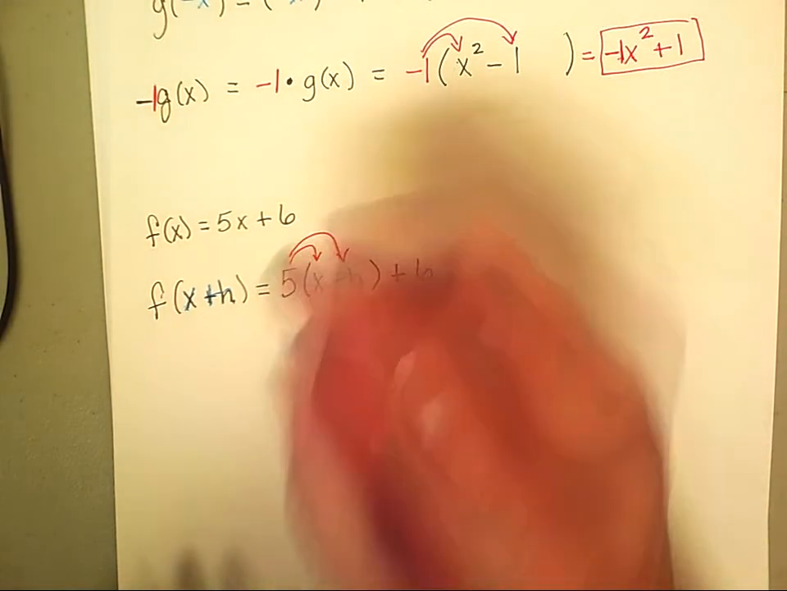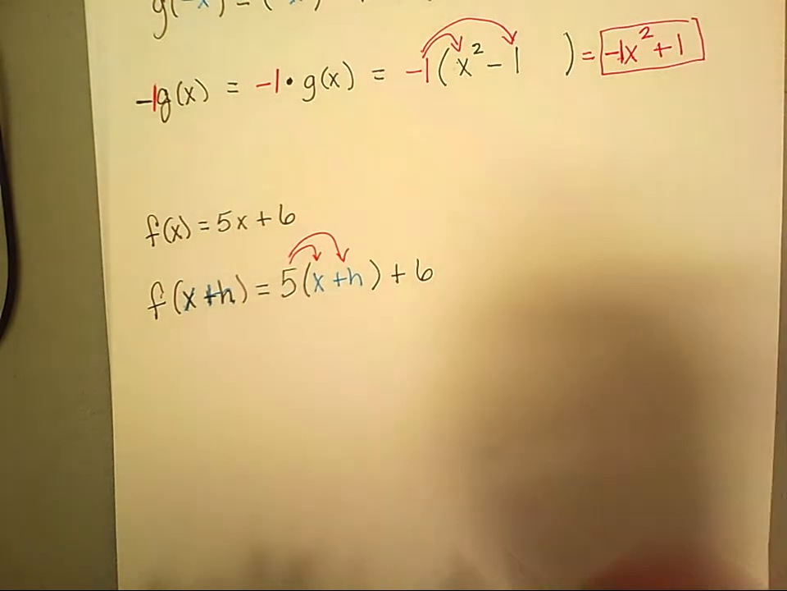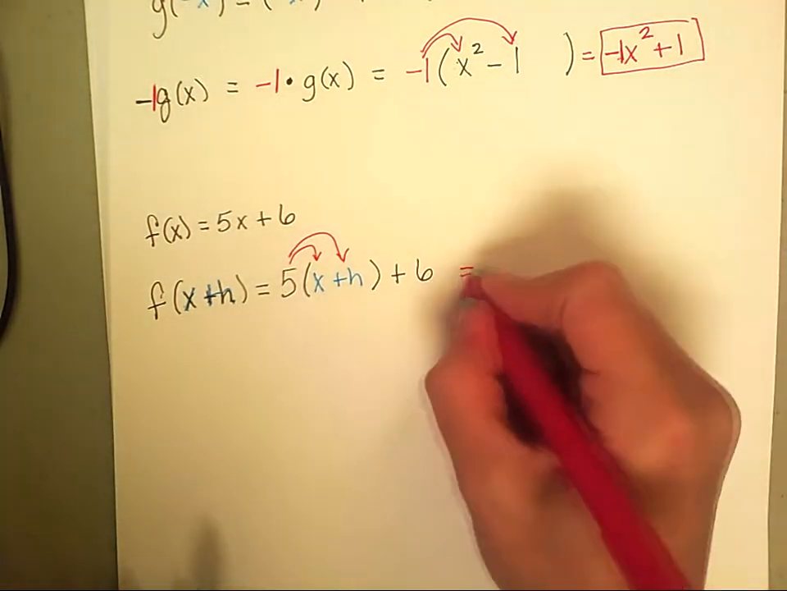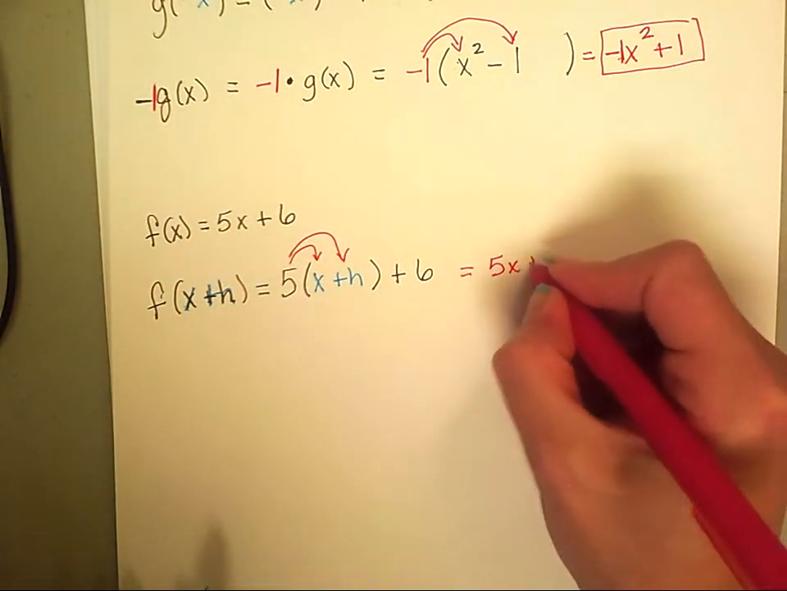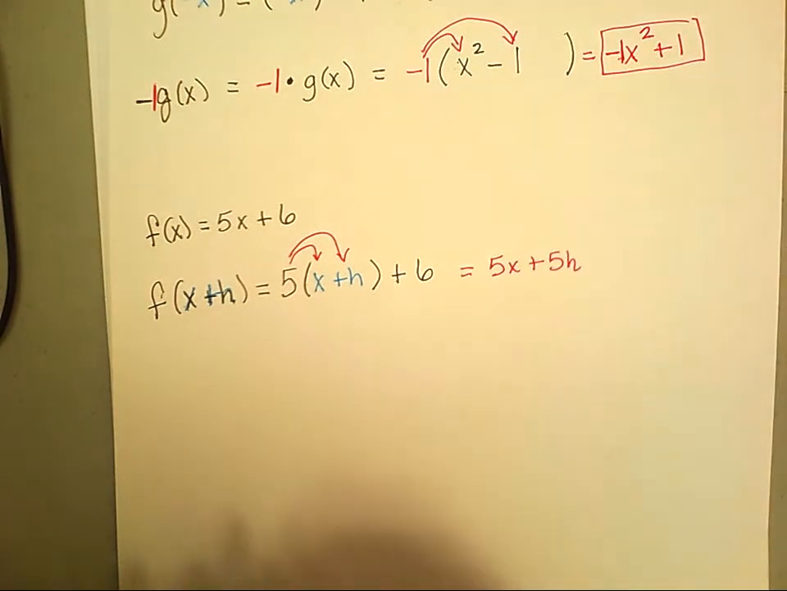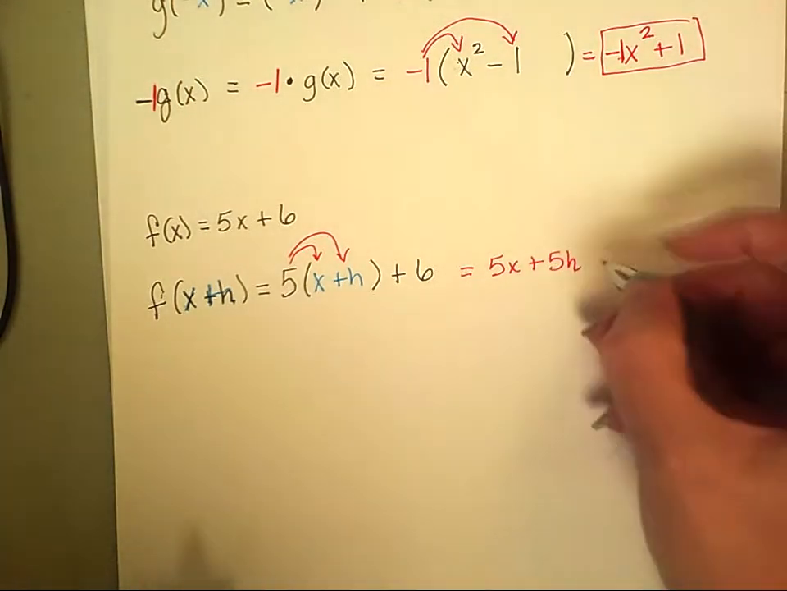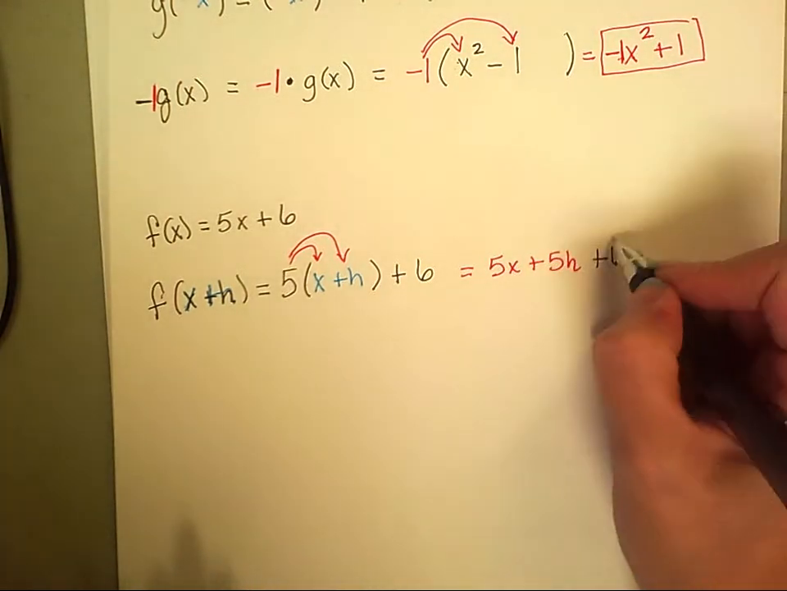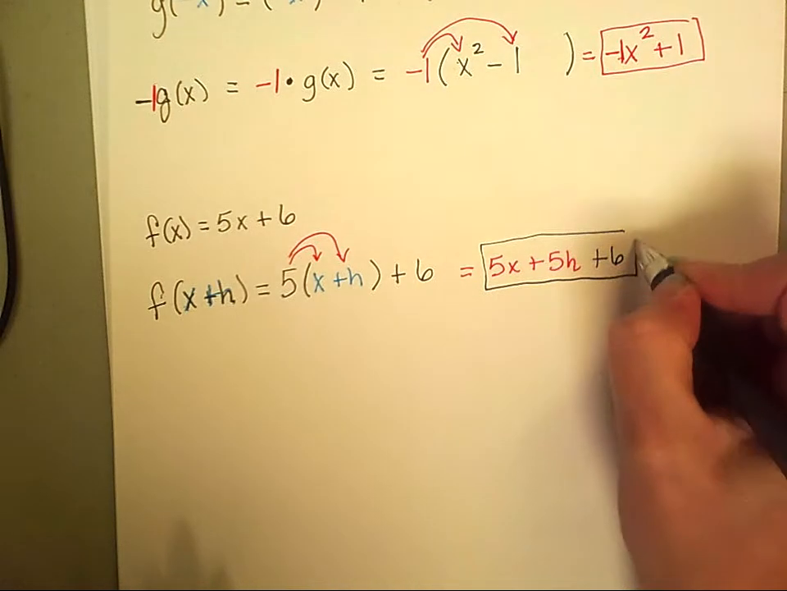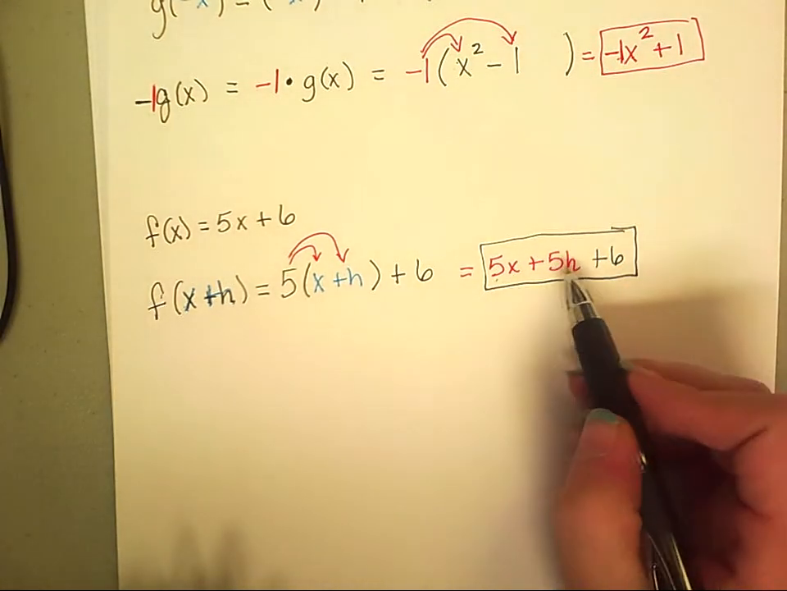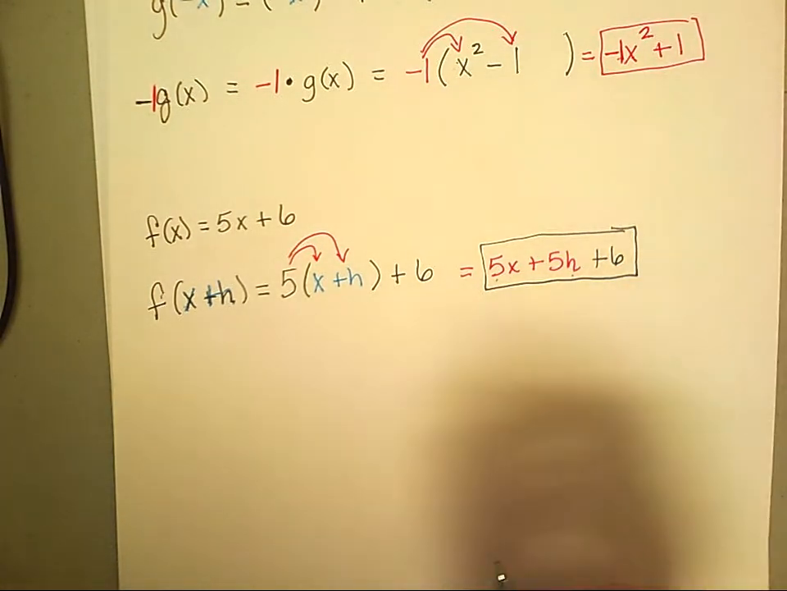We have to distribute the 5 through, which will give us 5x's plus 5h's, and then the plus 6 will also come along. So f of x plus h in this case is 5x plus 5h plus 6.